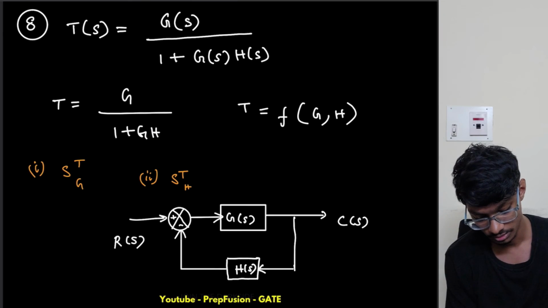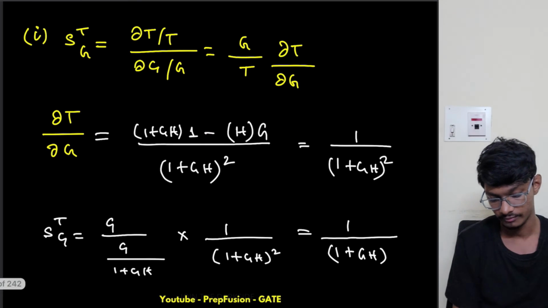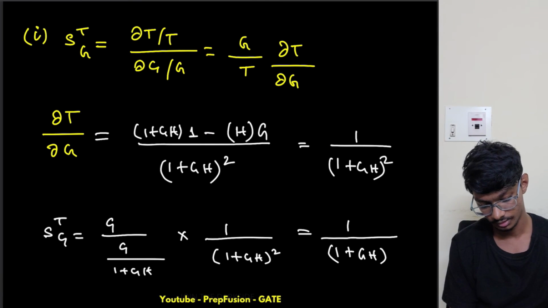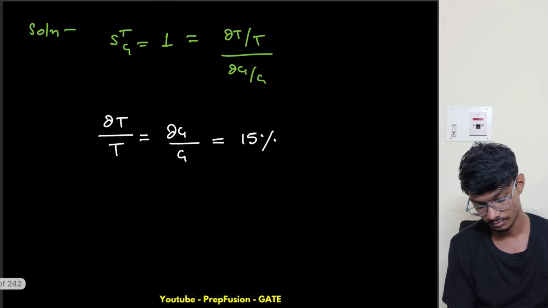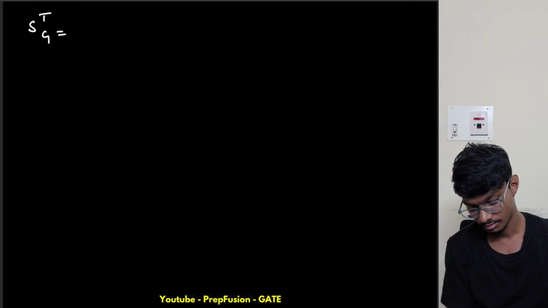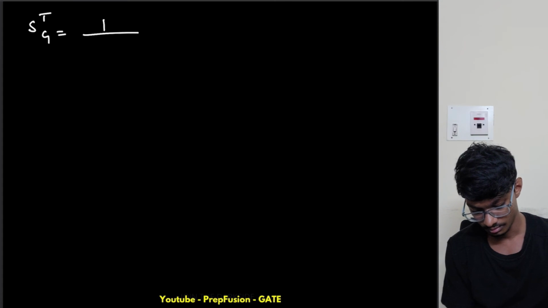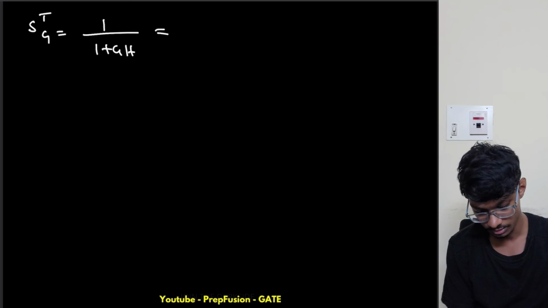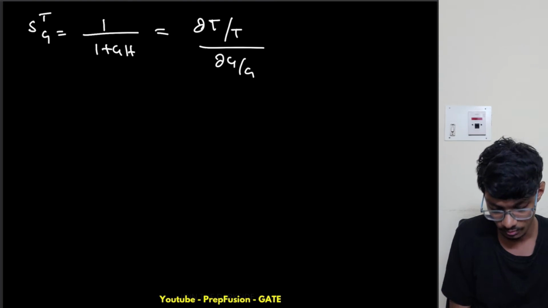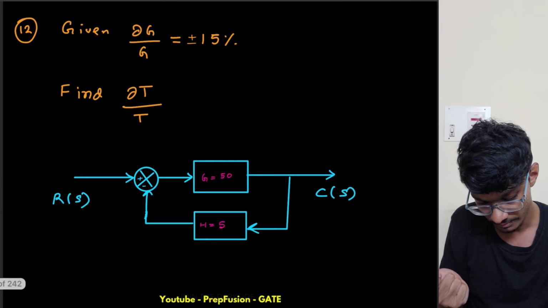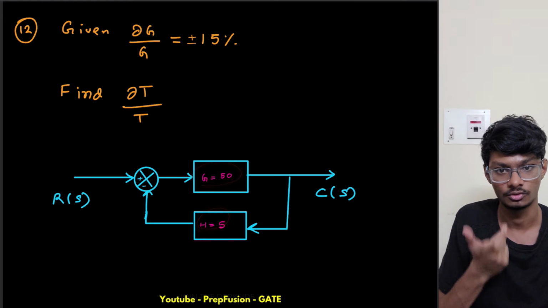Okay, so this is the closed loop transformation, right? I have already calculated it here. What is the value? 1 by 1 plus GH. So I'll directly write it over here: 1 by 1 plus GH, which is equal to delta t by t upon delta g by g. Okay, so what is g times h? It is 50 times 5, it is 250, right?